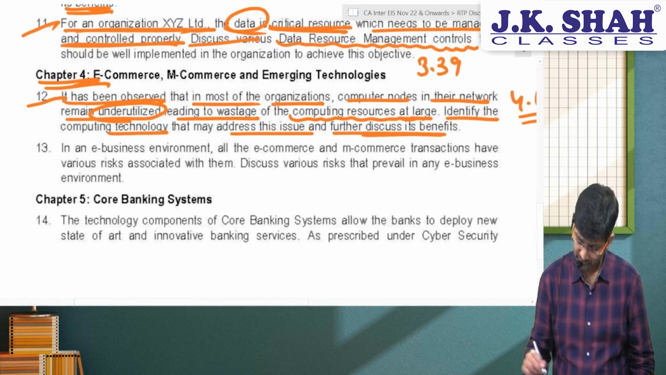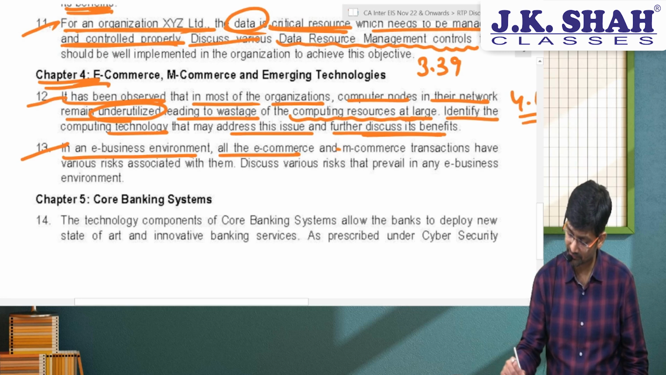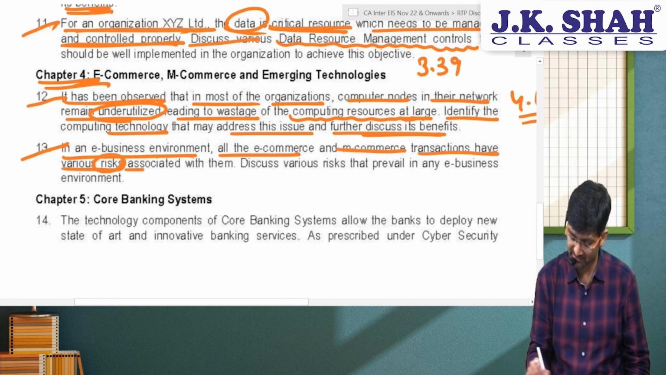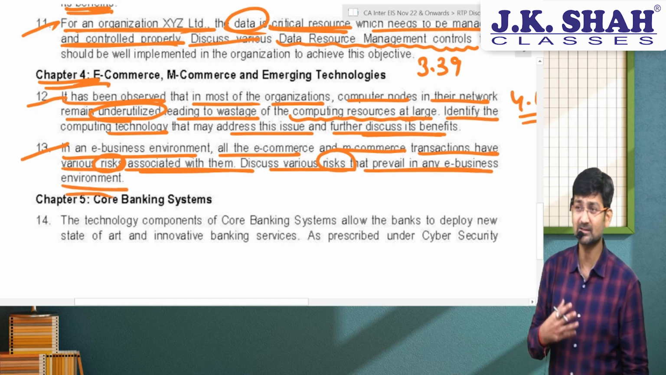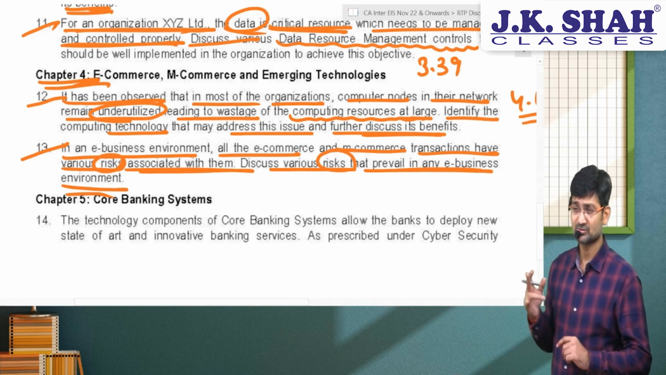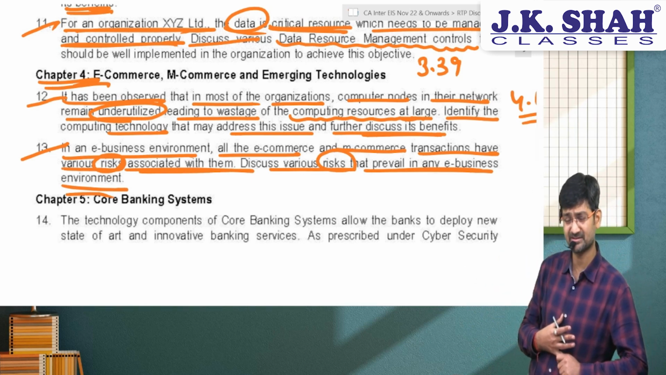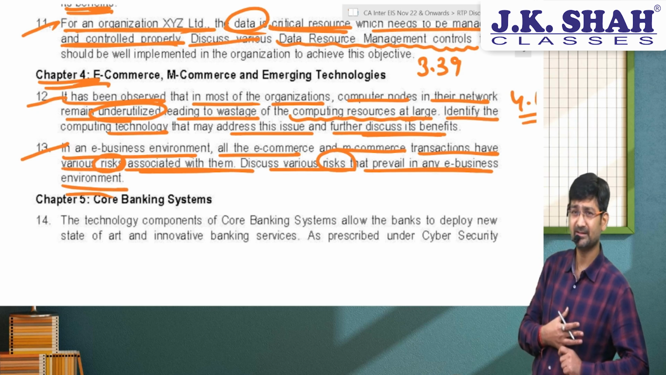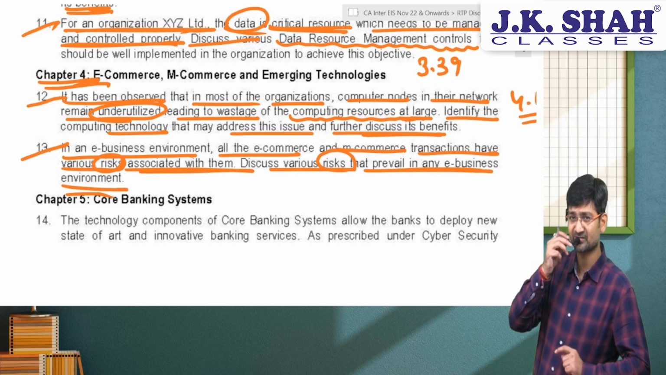Question number 13. In an e-environment, all the e-commerce, m-commerce transactions have various risks associated with them. Discuss the various risks that prevail in an e-business environment. E-commerce related risk, you had several points in that. Right from data theft, privacy issues, piracy issues, delays, quality issues, transactions not being recognized, audit trail issues, denial of service issues. There are a lot of points that we have discussed in this topic.